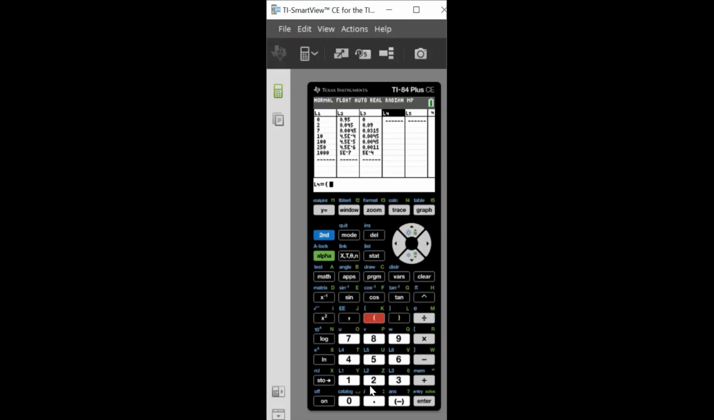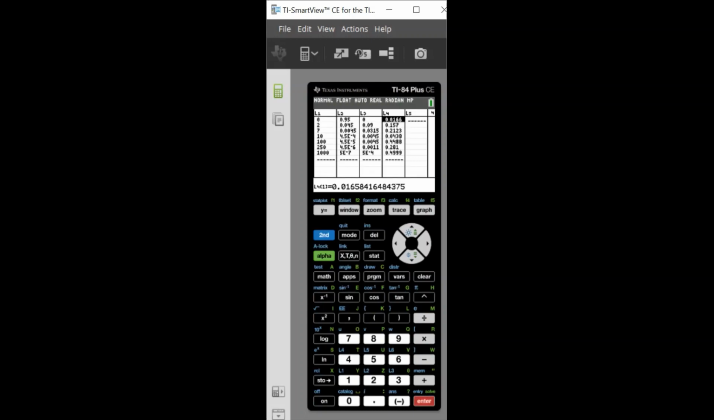We need x minus mu, which is L1, which is second and one, minus mu, which is 0.132125. We will close the parentheses and we have to square everything. You can see that there's a key for squaring this quantity. Just press that. Now I have the square. I have to multiply this by the probabilities. The probabilities are in L2. So multiplication and second and two. Now that's the equation I need to write for L4. Now let's hit enter.